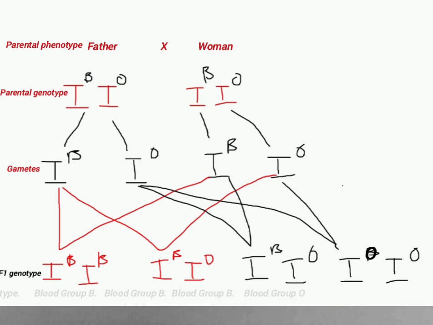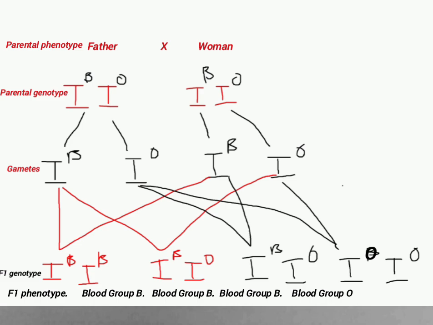Here we are going to specify the phenotype. Since we have three offspring with blood group B, we say blood group B, blood group B, blood group B, and the last one blood group O. So when it comes to finding the chances of having a child with blood group O, what are we supposed to do? How many offspring have blood group O? We just have 1, and the total number of offspring is 4.